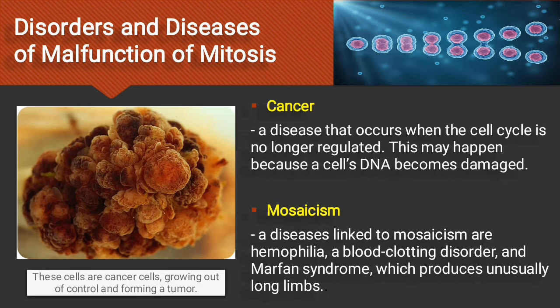The term mosaicism is used to describe the presence of more than one type of cell in a person. For example, a person may have some of the cells in their body with 46 chromosomes, while other cells in their body have 47 chromosomes. An example of mosaicism is mosaic Down syndrome.